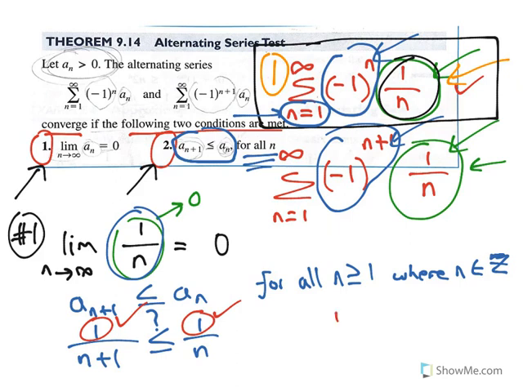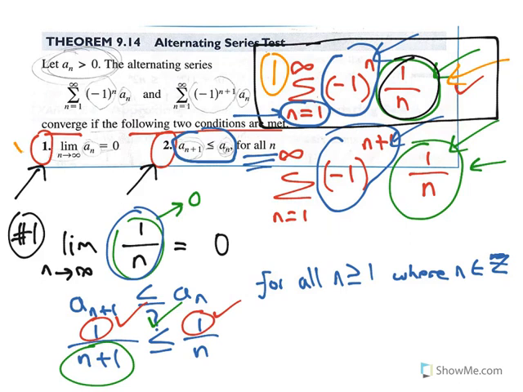For example, if you look at 1/4 and 1/3, we know 1/4 is less than 1/3. So the fraction with the larger denominator will be smaller. So n plus 1 is the larger denominator, so the fraction 1 over n plus 1 will be smaller than the fraction 1 over n. So this inequality is true for all n: 1 over n plus 1 is less than or equal to 1 over n for all n greater than or equal to 1, where n is an integer.